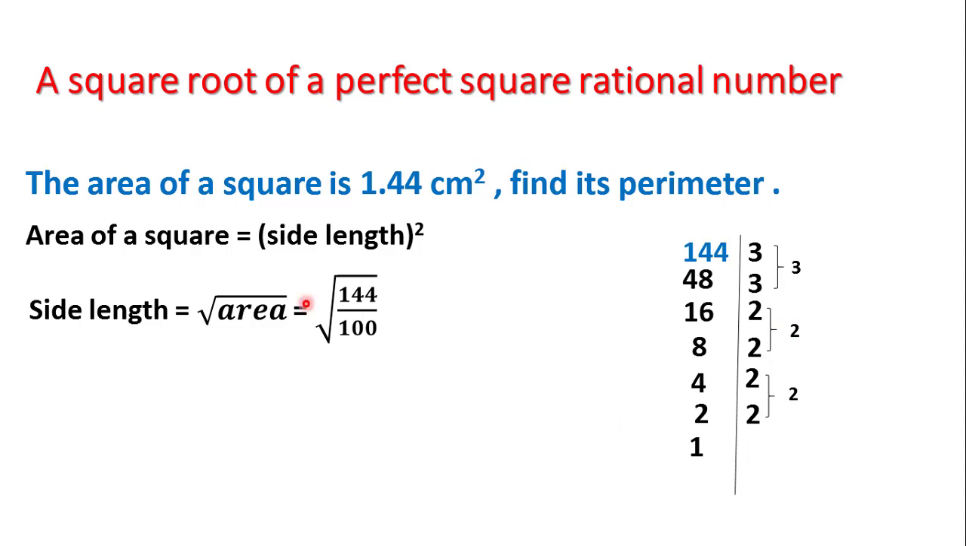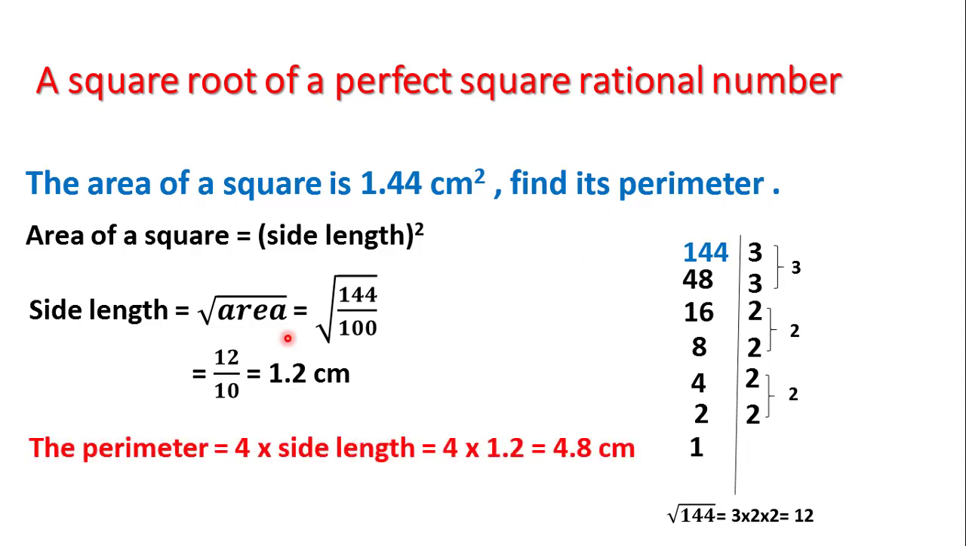Okay, now how can I calculate the square root of 144? I multiply 3 by 2 by 2. 3 by 4, which is 12. So the square root of 144 is 12. What about the square root of 144 over 100? We said the square root of 100 is 10. So 12 over 10, which is 1.2. So now the side length is 1.2. It's very easy to get the perimeter. Just multiply 1.2 by 4. So the perimeter will be 4.8 centimeters.